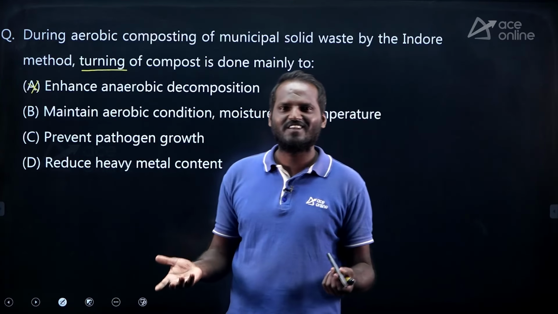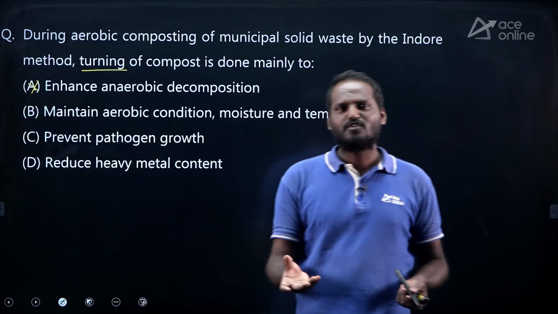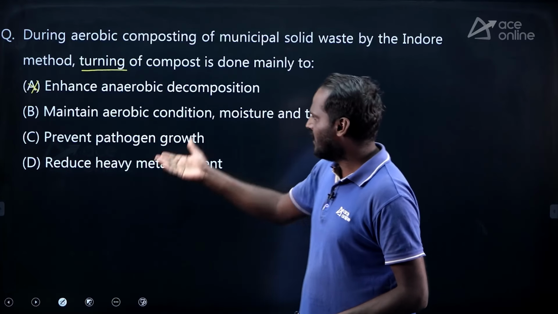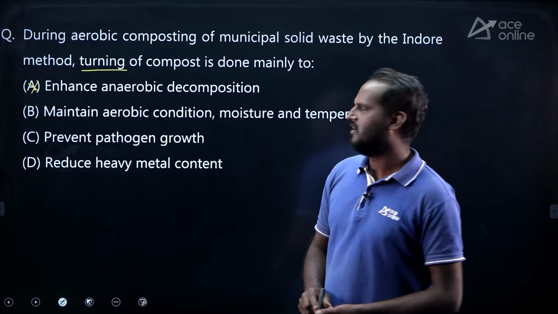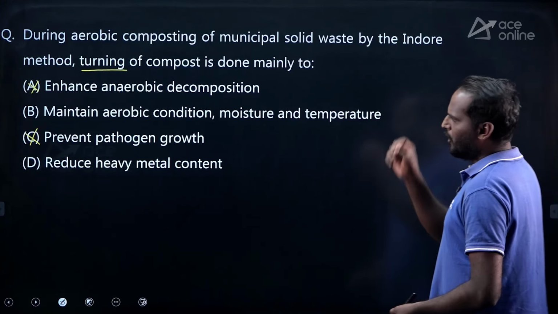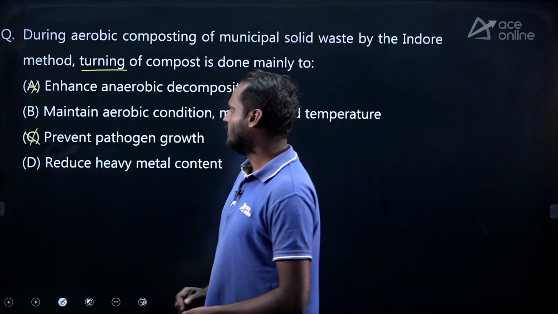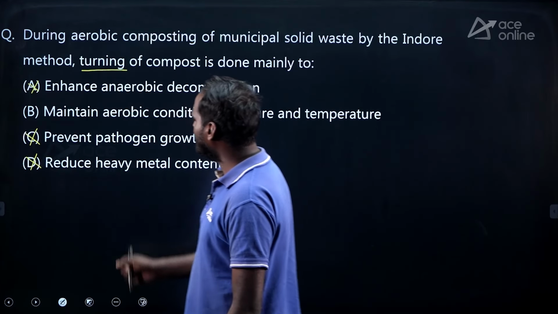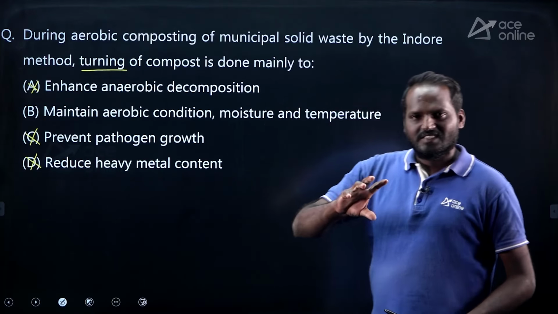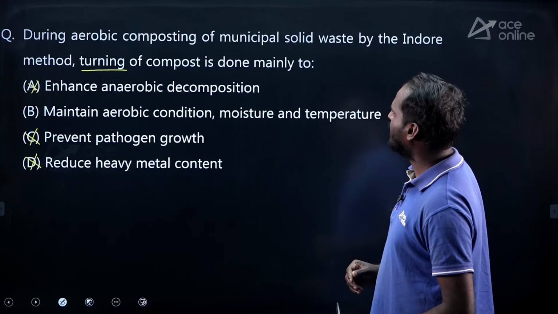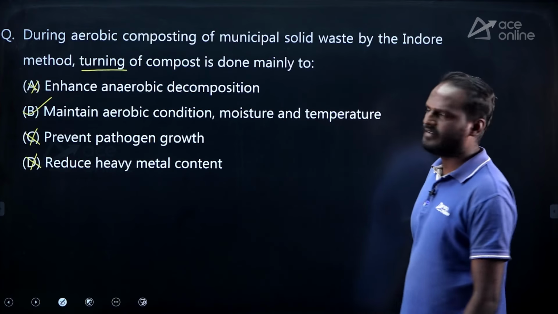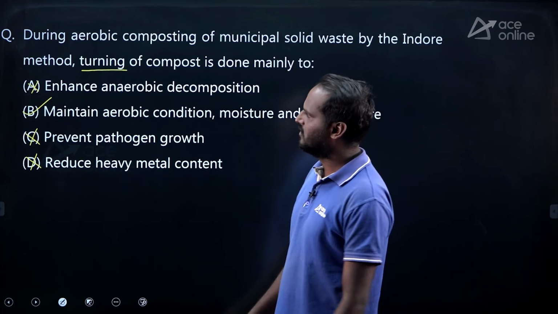Why do we prevent pathogenic growth in the composting process? In composting, these microorganisms consume biodegradable organic matter, right? We enhance the pathogens' growth, not prevent it. Prevent is the wrong thing, right? C is also wrong. Look at the fourth option. Reduce heavy metal content. This is also wrong and not relevant here, right? The only answer is that we turn or agitate the mixture in the compost process of the indoor method to maintain aerobic condition, temperature and moisture, right? This is the correct, appropriate answer, B.